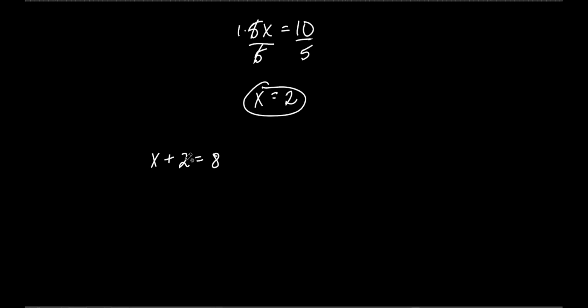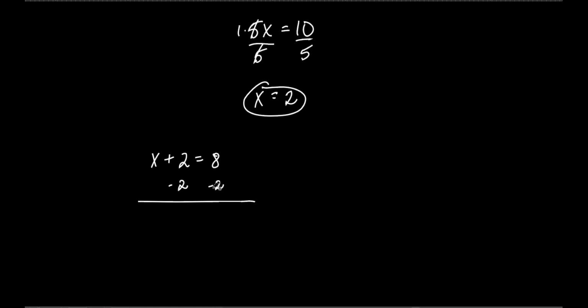How do we get rid of something? We always do the opposite. So what's the opposite of plus 2? It's minus 2. And then if we do that to the left side, we also have to do it to the right side. So I got minus 2, then I got minus 2. All right? And now, look what happens. What happens to the 2 and the minus 2? They cancel out.